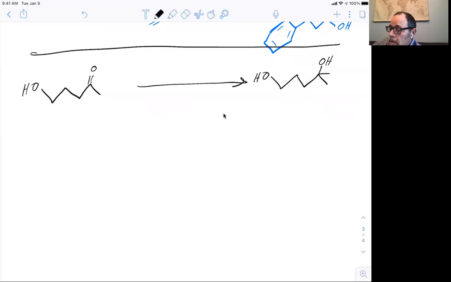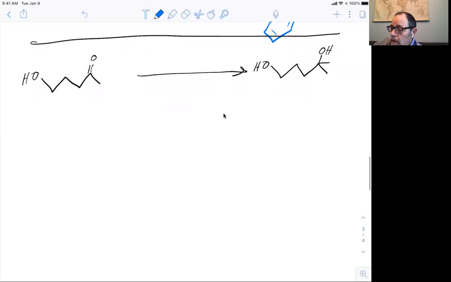So let's go ahead and take a look. Okay, on this one, if we look at our carbon structure, we can see here we have 1, 2, 3, 4, 5. Here we have 1, 2, 3, 4, 5, 6. So it looks like we've added a carbon. For our functional groups, we didn't do anything to this one, which is important. That's still an alcohol. But we did convert this from a ketone to an alcohol. So ketone to alcohol.